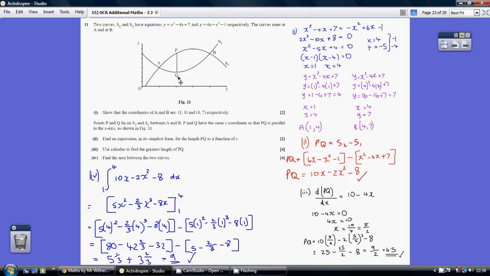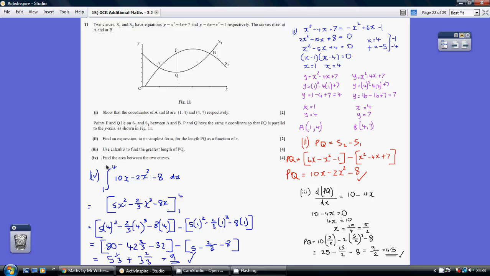So what's the y value? What's the y value for 5 over 2? Well, I'm substituting into my equation for PQ, which is in terms of x, so substituting my 2.5 into this PQ equation, I get PQ being 4.5.